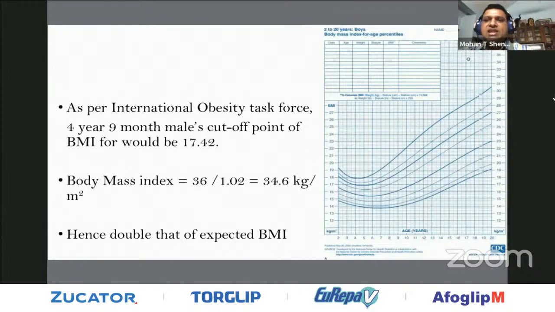In this patient, we had kept an obesity cutoff because the BMI, according to the cutoffs for age, weight, and height, was 34.6, which is actually double that of the expected BMI.